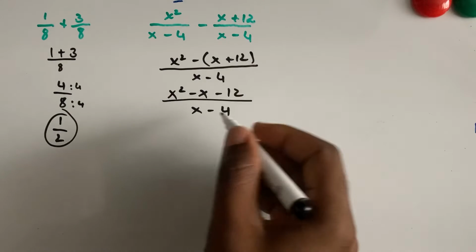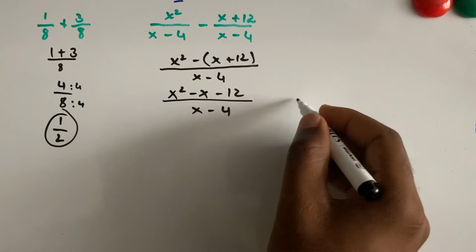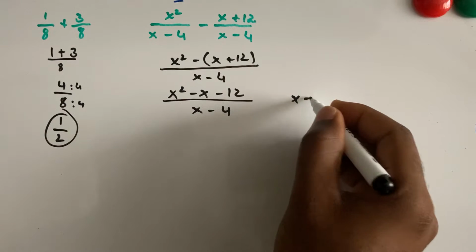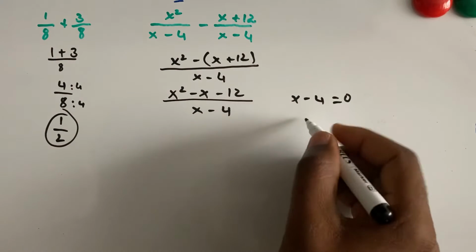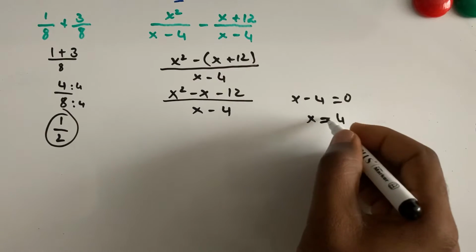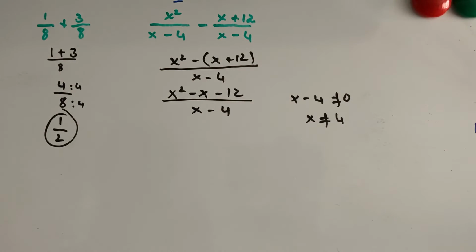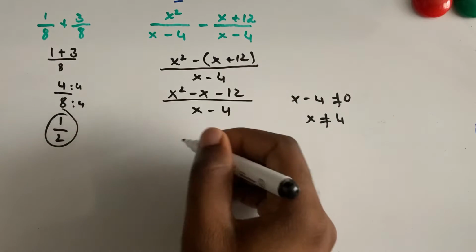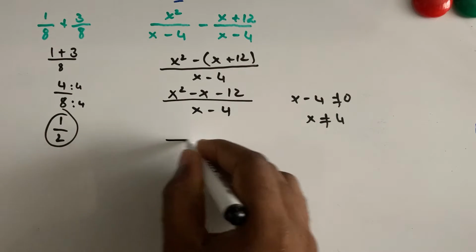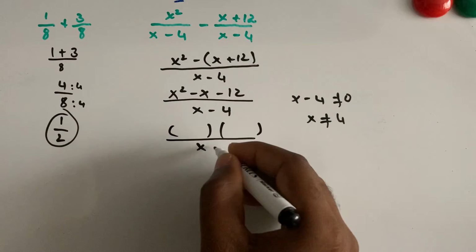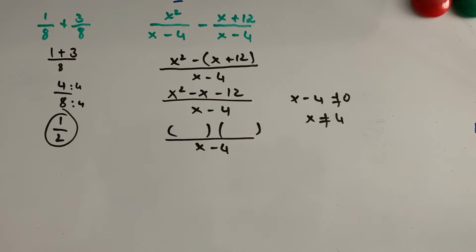So again, remember restricted values here. In this case, when you set the denominator to 0, x minus 4 equals 0, the restricted value will be x equal to 4. So x not equal to 4, restricted value here. Keeping that in mind, now you try to reduce, factor the top, I'm saying. Okay, so factoring the top. Again, if you don't remember how to factor, you can refer to another video I have.